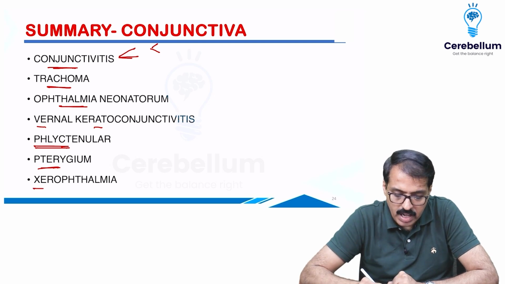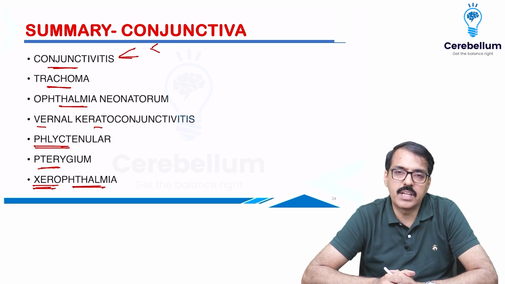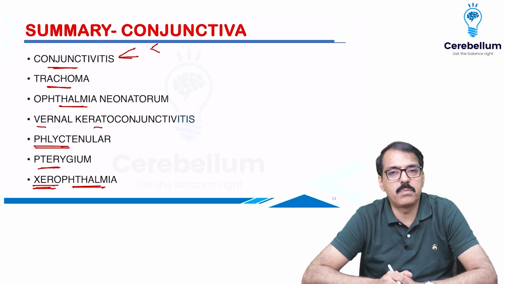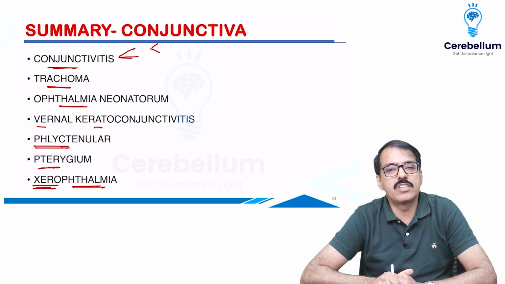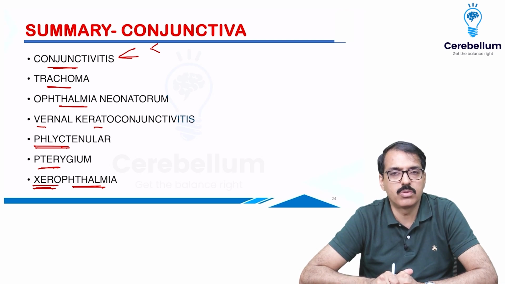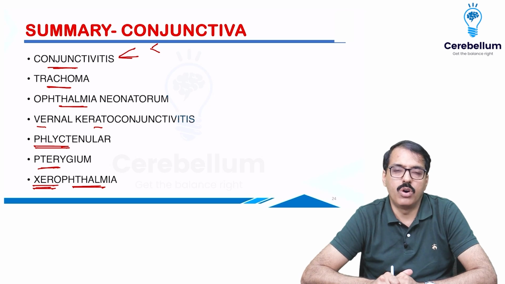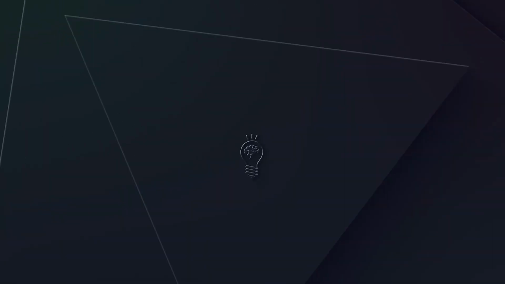Okay. Xerophthalmia is drying of the eye due to vitamin A deficiency. Remember the classification and remember that the treatment is vitamin A supplementation. In case of corneal melting, you treat it as a corneal ulcer. Whatever therapy is required for corneal ulcer, that has to be given. Okay, this is the conjunctiva. Hope you are able to answer all the questions of conjunctiva.